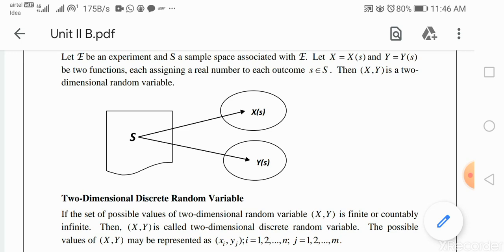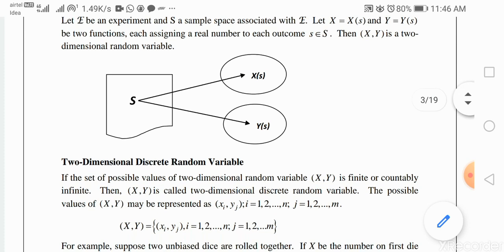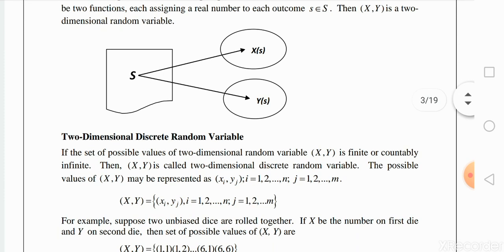Depending on the sample space, it would be of two types, discrete and continuous, as we have studied. There is one more possibility, that it could be mixed, but we are not going to study that here. Here we are going to study the case where both of them are discrete or both of them are continuous. So on the basis of this sample space, we have two types, discrete and continuous. First we consider the discrete random variable.